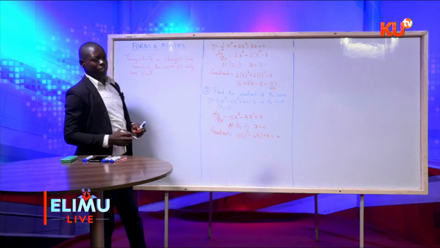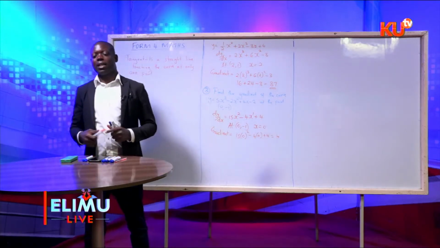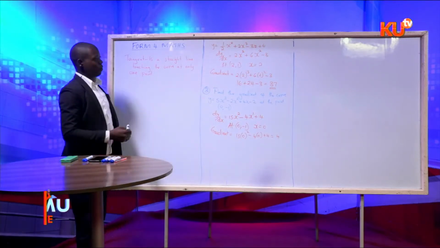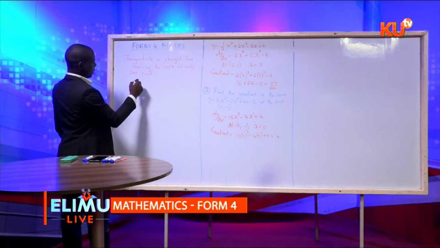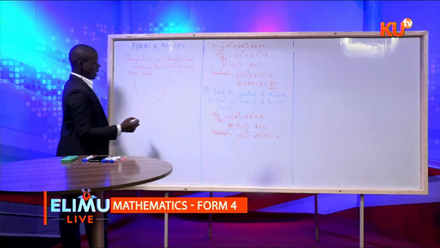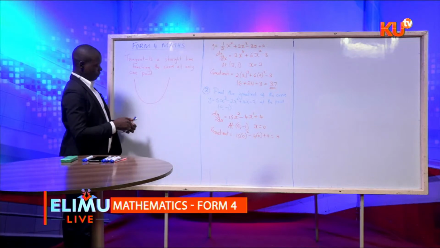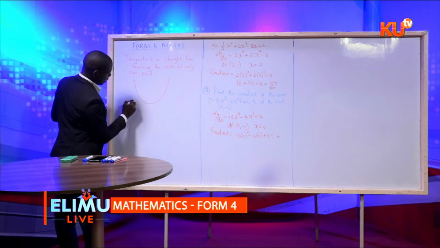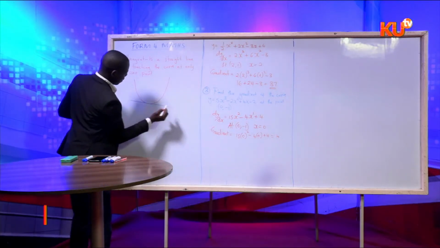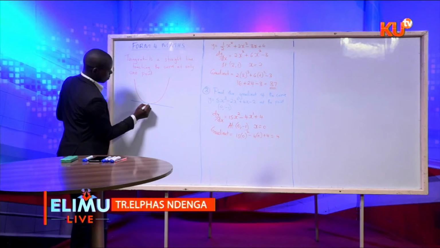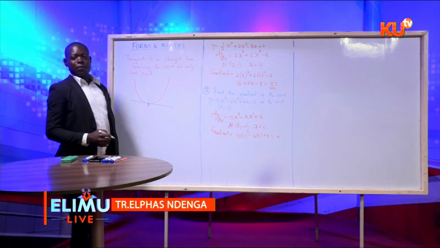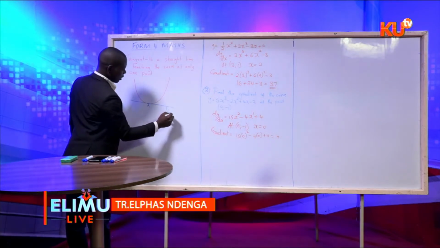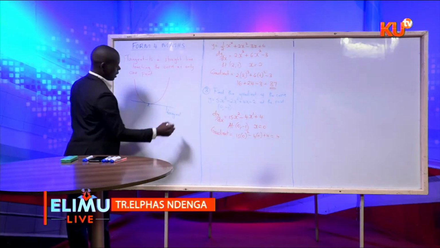A tangent is a straight line that is touching the curve at only one point. What do we mean, students? If this is a curve, I can draw a tangent to the curve. I can draw a straight line. Let's say that this is a straight line touching this curve at this point A. This straight line is what we are calling the tangent.